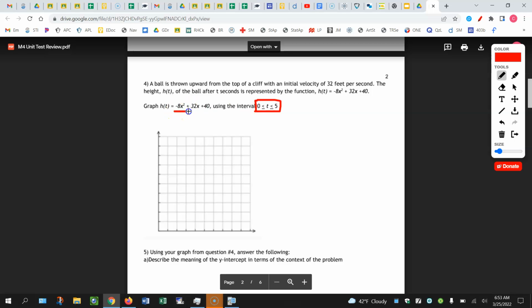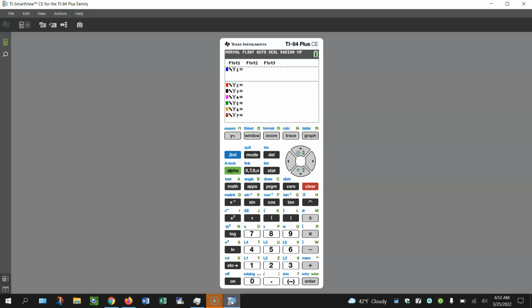So what we're going to do is take this and plug it right into the calculator. I don't have a TI Nspire here at home, so I'm just going to type this in. But you know how to type this into your calculators at school. So you got your negative 8x squared plus your 32x plus 40. All right, you're going to graph it. You're going to get your table, and it tells you exactly what the table needs to be. You're going to go from 0 to 5. So you're going to take this, and you're just going to create a T-chart, essentially.